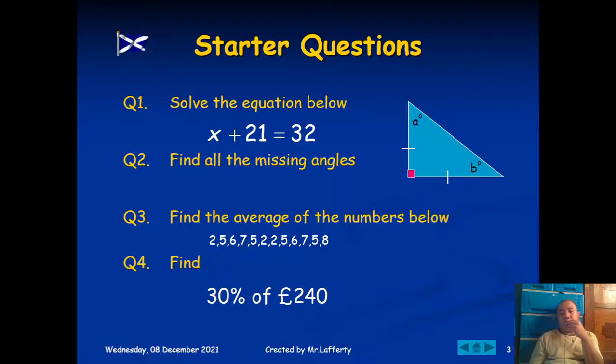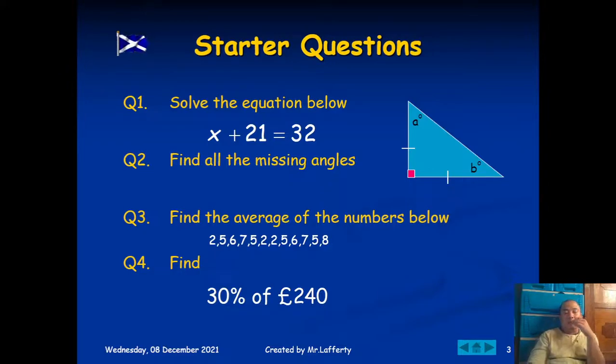In question 3, find the average of the numbers below: 2, 5, 6, 7, 5, 2, 2, 5, 6, 7, 5, 8. So all you have to do is add the numbers, divided by 12. What do you think is the answer? Let's try to add: 7 plus 6, 13, 29, 34, 47, 50, 60. 60 divided by 12 is 5. The average is 5 for question number 3.